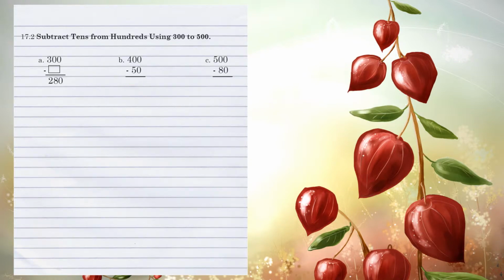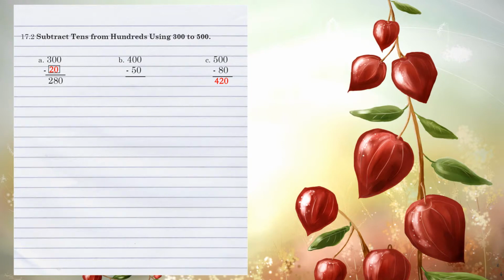Unit 17.2. Subtract tens from 100s using 300 to 500. Example A. We have a missing number here that we want to fill in. 300 minus what number equals 280? Well, we could just count by tens. We've had some practice at that. We could say 280 to 290 to 300 means that we increased 20, so that's the number that we subtracted.